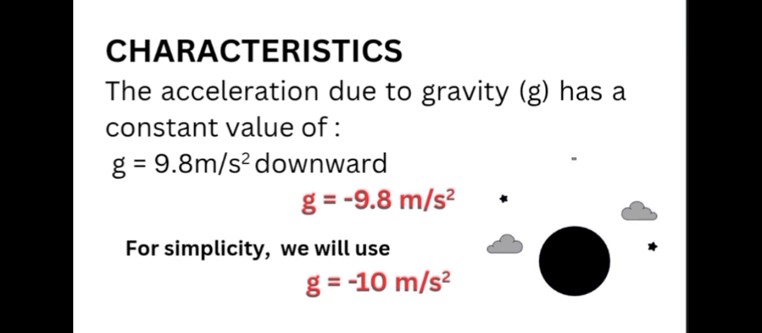Or since this acceleration is directed downward, therefore we make use of negative 9.8 meters per second squared. The negative sign only denotes direction. For simplicity, we will use g equals negative 10 meters per second squared.